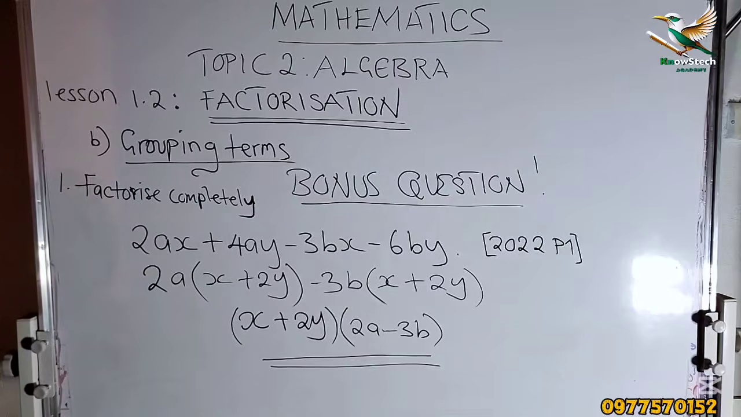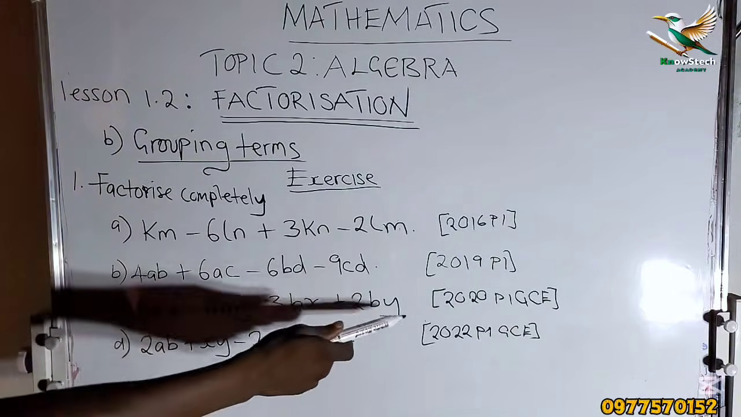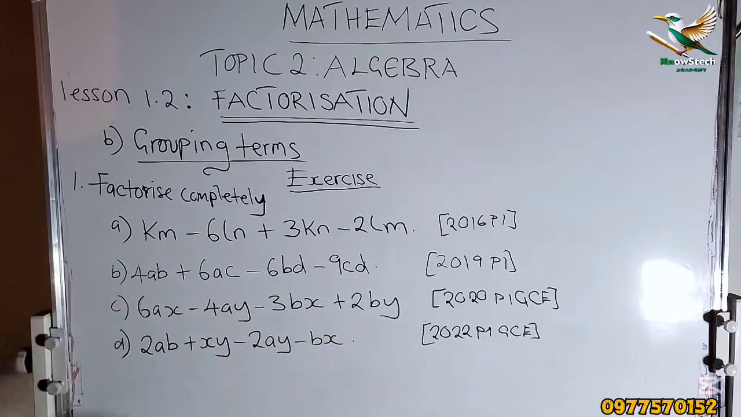Okay, so let's go to the exercise. So guys, this is your work. I'm just giving you 4 questions. First one is from 2016, then the second one 2019, paper 1. All these are from paper 1, then 2020, paper 1 GCE, 2022, paper 1 GCE. So these are your questions. I believe, I trust you guys. You can do it.